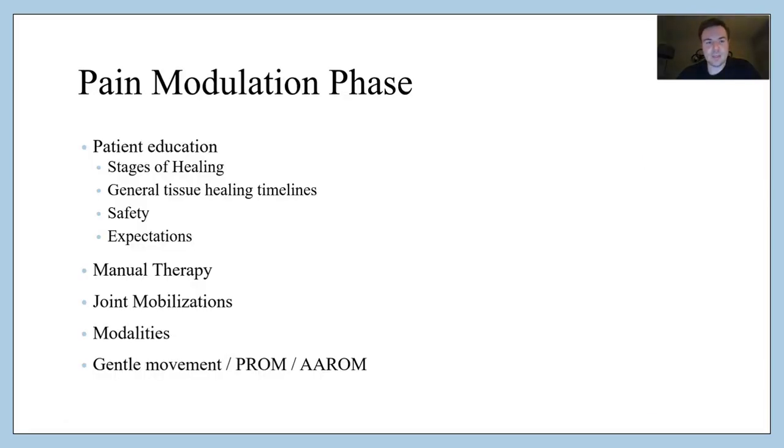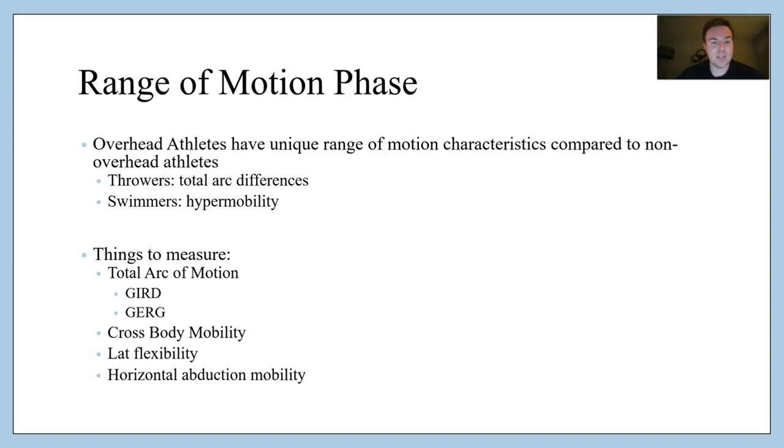So in the pain modulation phase, we're going to talk about patient education, manual therapy, joint mobs, modalities, gentle movement, active range, passive range, active assisted range, things like that. We'll go over some things in lab. In the range of motion phase, which is phase 2, you just need to understand that overhead athletes have unique ranges of motion, and these characteristics are on the side of hypermobility in a lot of cases.